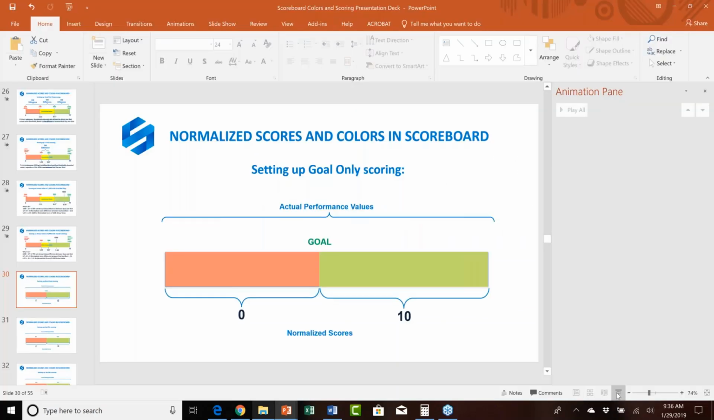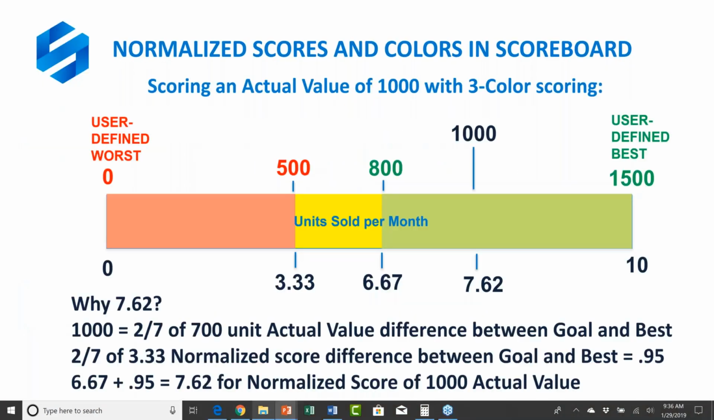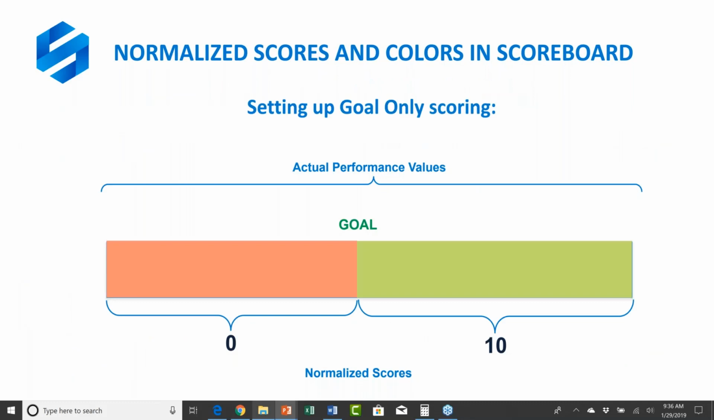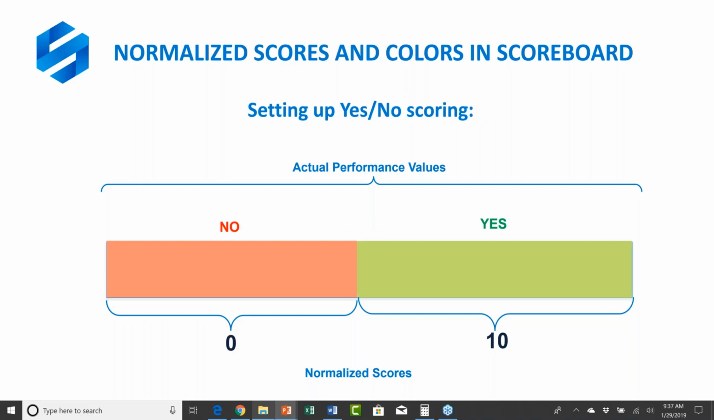Jumping back here into my presentation. The next couple of scoring types that we'll look at are the binary choices of just red and green. Goal only is an example there, where you, of course, provide a goal. If that goal is met, then the score becomes 10. There's no sense of 6.7 or 3.33. It's either you hit your goal or you didn't. If you didn't hit your goal, your normalized score will be 0. If you hit your goal, you get a 10.